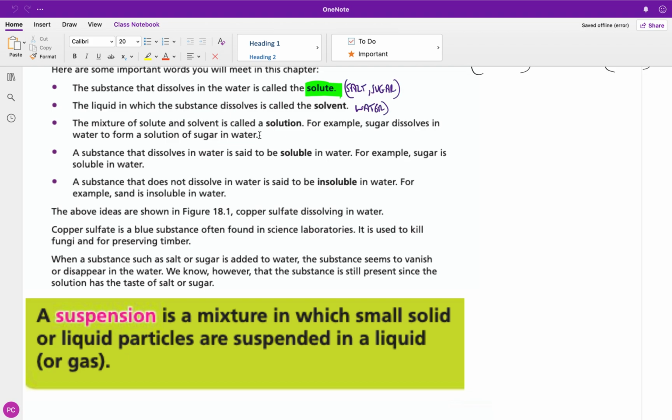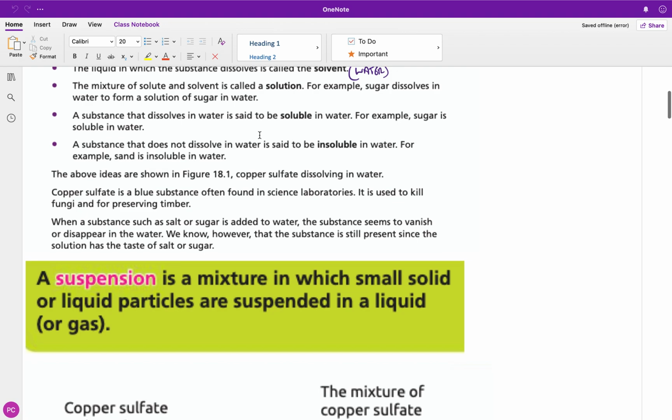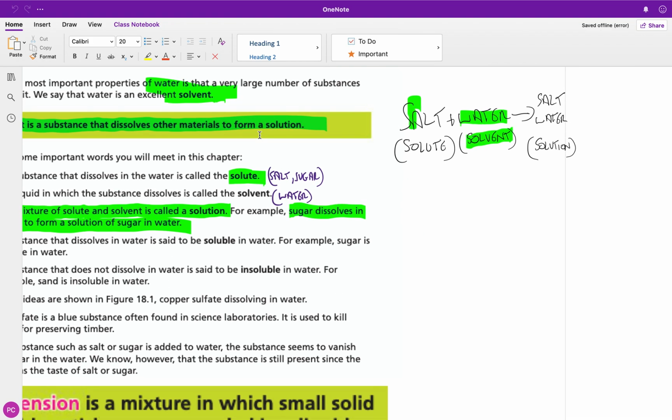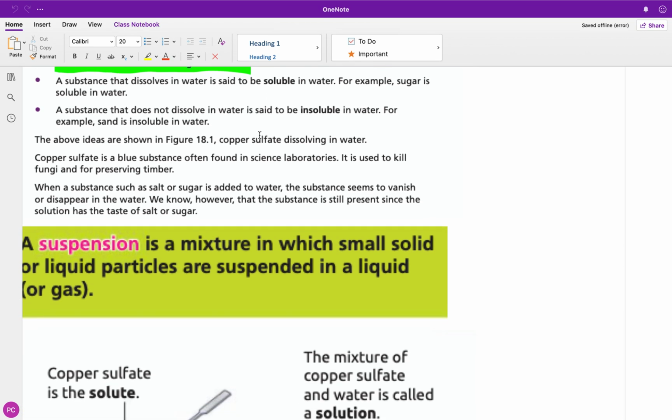Now, I'll do other solvents with you later on back in the lab, but the main solvent that we use, the one you need to know, is water. That's a great thing to dissolve things in. And when you have then a mixture of a solute and a solvent, we call it a solution. And the example I give you here is sugar dissolves in water to form sugary water. And I gave you the other example up here, that salt dissolves in water to give you salt water, and that's a solution. Okay, so if something does dissolve in water, we say it's soluble.